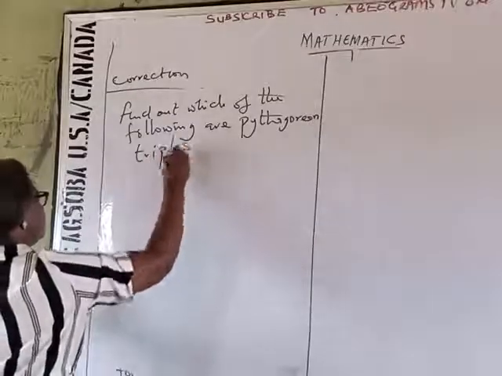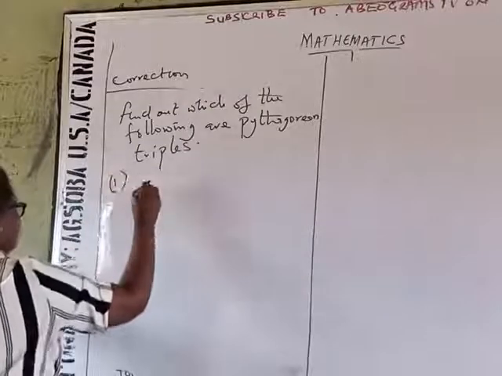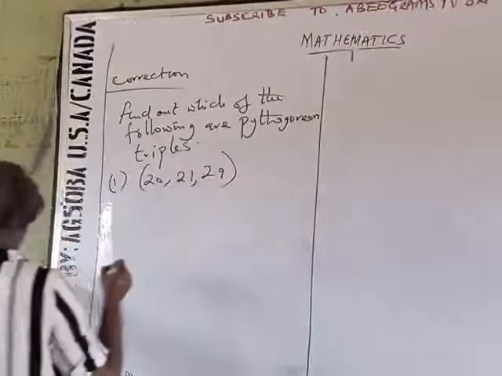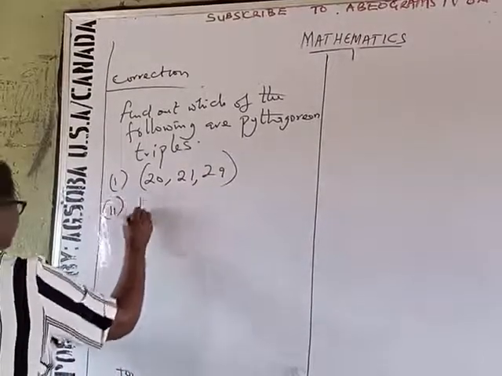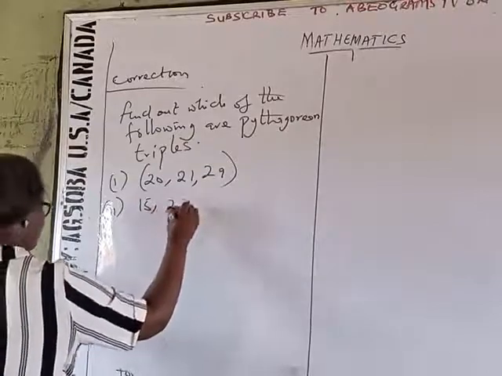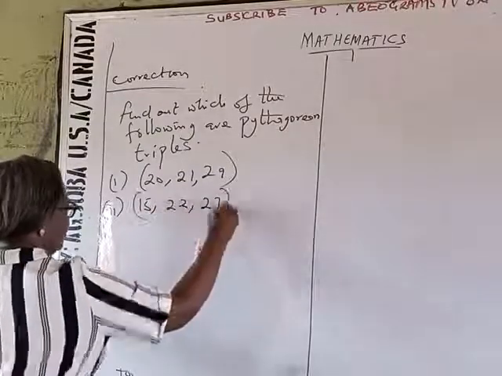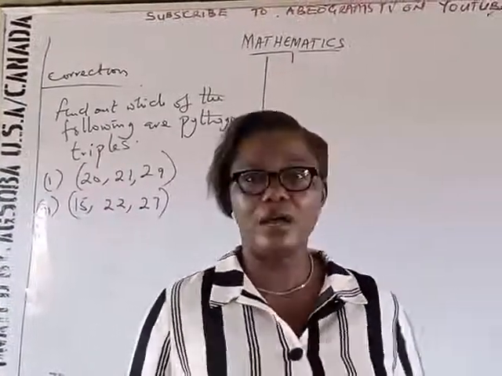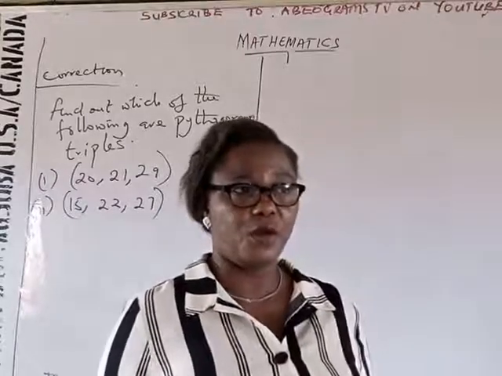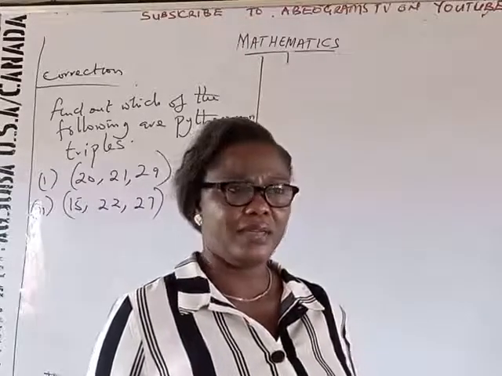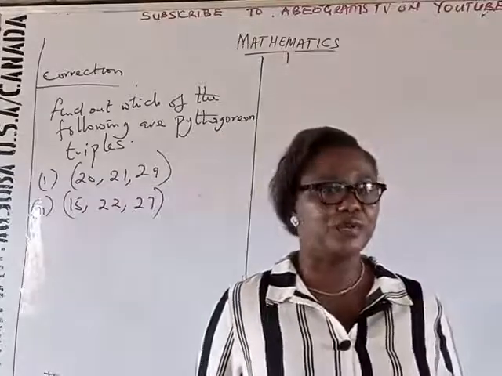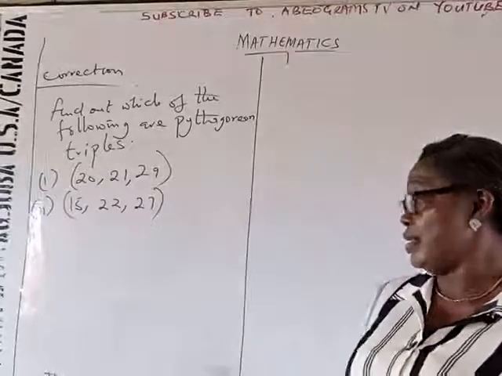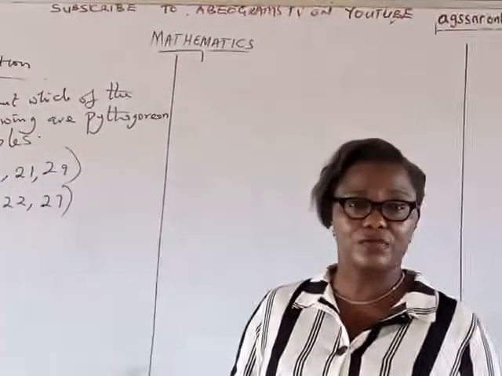Triples. And so we have 20, 21, 29. Also we have 15, 22, 27. Now from the class, I believe you've been told that the Pythagorean rule is only applicable on a right angle triangle. And the longest side of the right angle triangle is the hypotenuse. So when we have that at the back of our mind, that the hypotenuse side is always the longest side of the right angle triangle.